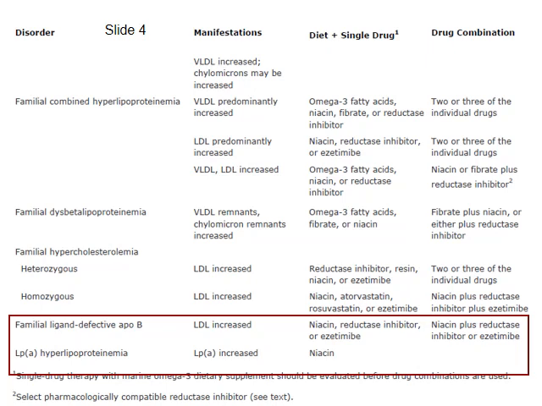Lastly, we have familial ligand defective apoprotein B, where the ligand is defective, unable to bind to its LDL receptor. And we have lipoprotein A hyperlipoproteinemia, where lipoprotein A is increased, and that's been found to be treated with niacin. And so some of these terms seem complicated, but in fact, when you look a little more closely at them, they pretty much tell you which of the lipids or the lipoproteins are elevated here.